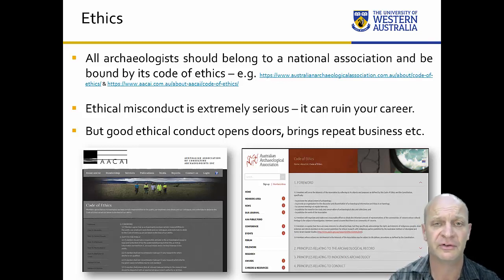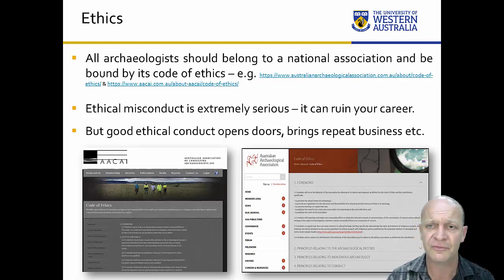There's the Australian Association of Archaeologists, membership is open to almost anyone. You as students can join this. It costs, I think, about $70 a year. You're part of a large network. You get the professional journal given to you. There's a national conference, but you are bound by the Code of Ethics.